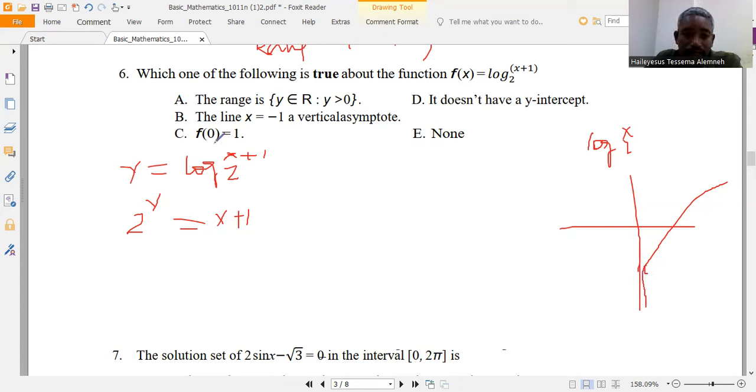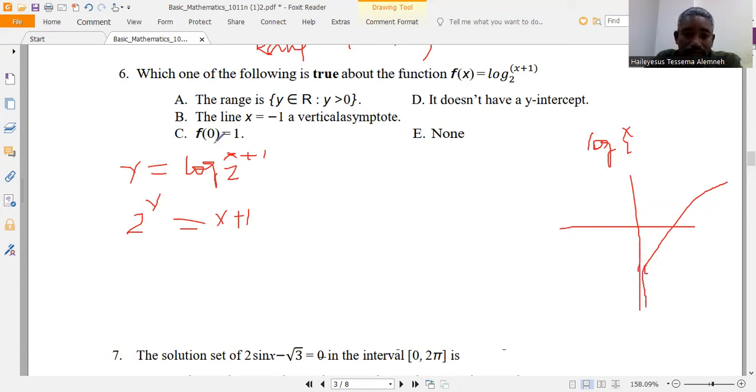And when y moves to negative infinity, x moves to -1, which is considered the vertical asymptote for the required graph. x is equal to -1 will be taken as the vertical asymptote, and we have obtained the intercept point and the vertical asymptote.